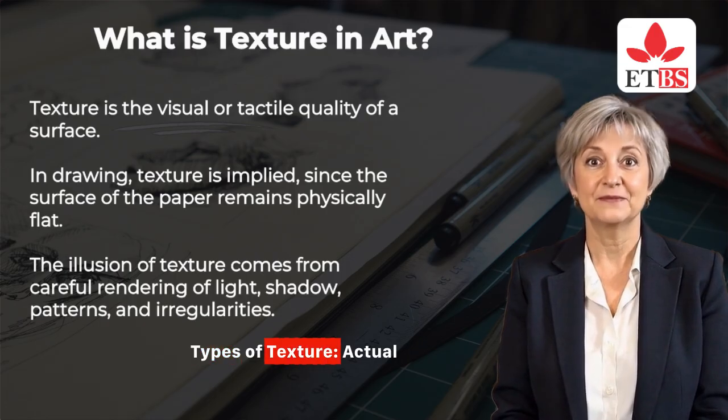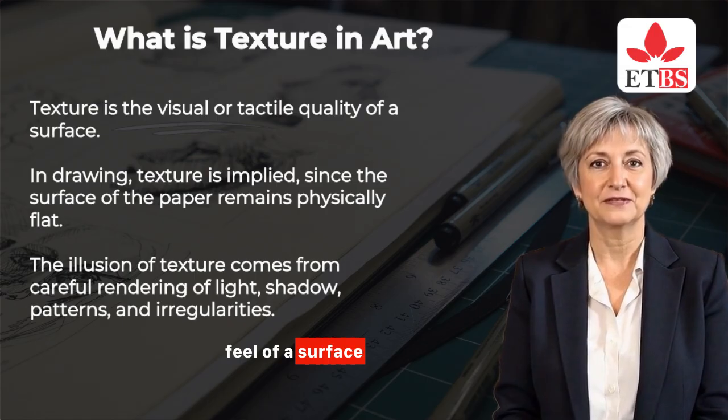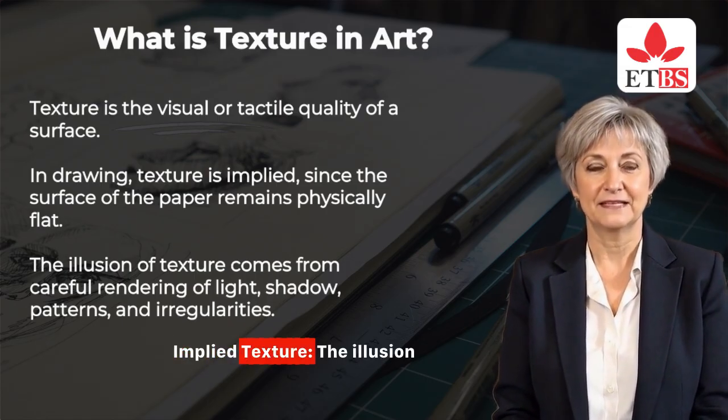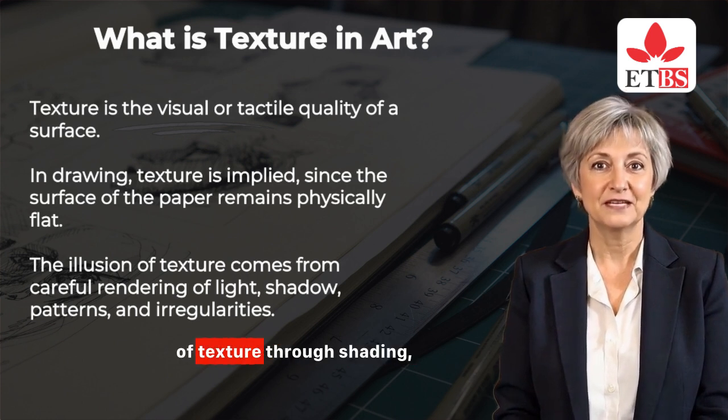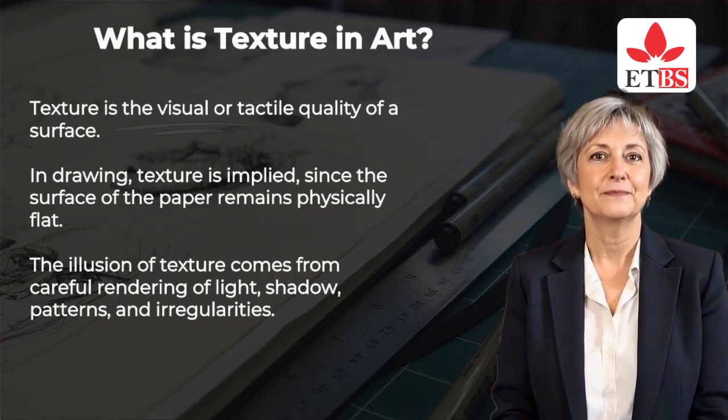Types of texture. Actual texture: the real physical feel of a surface, mostly in sculpture or mixed media. Implied texture: the illusion of texture through shading, lines, and patterns in 2D artworks.